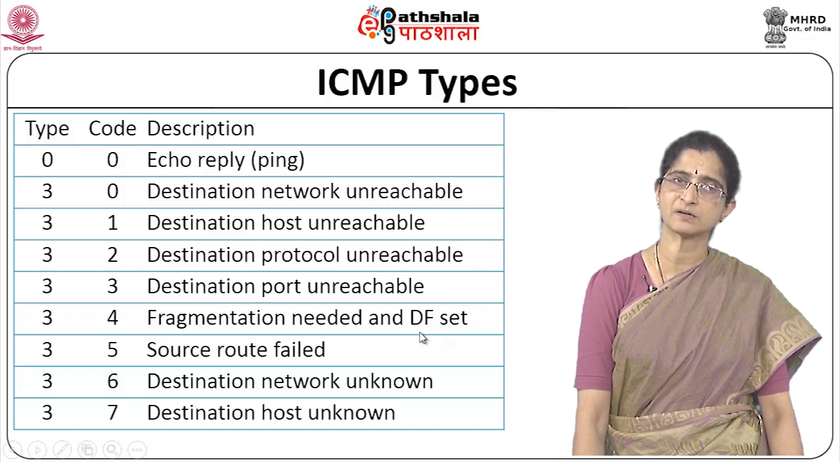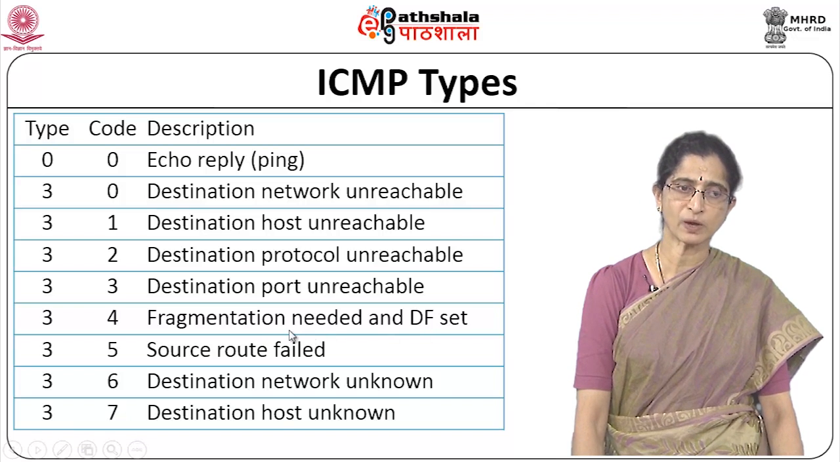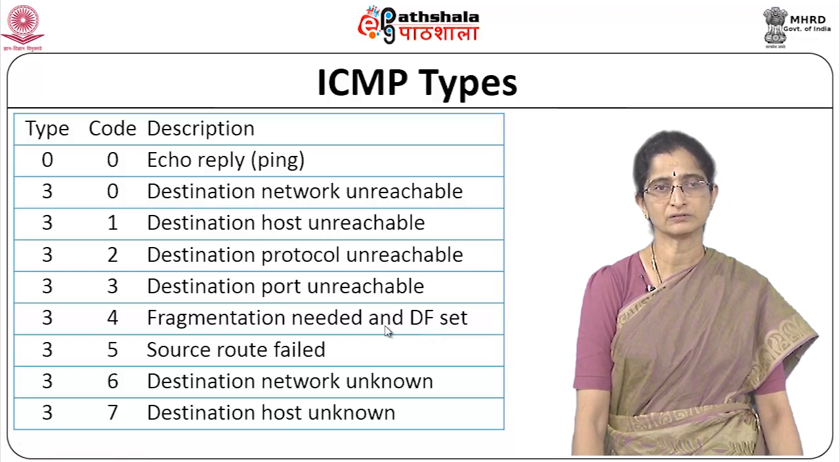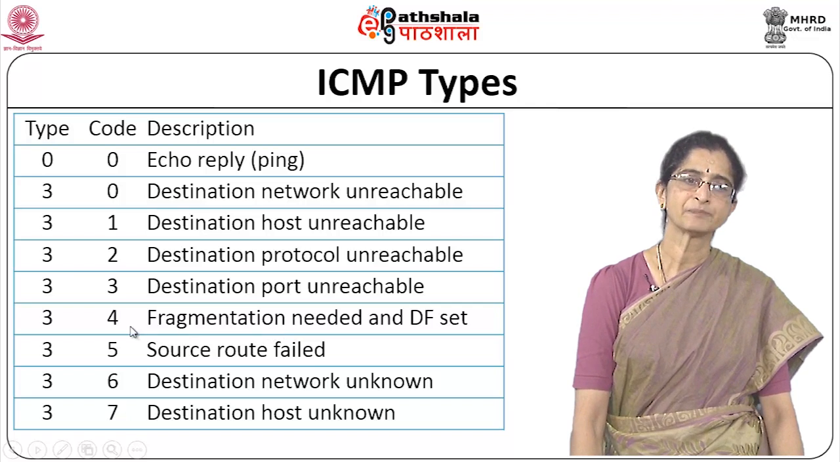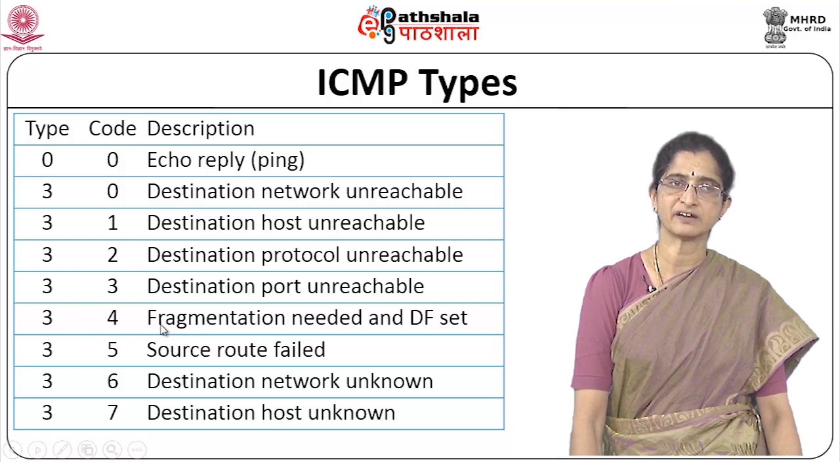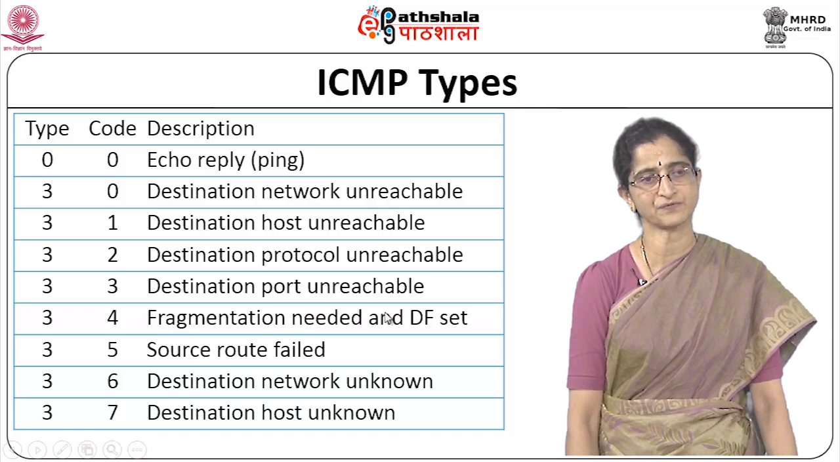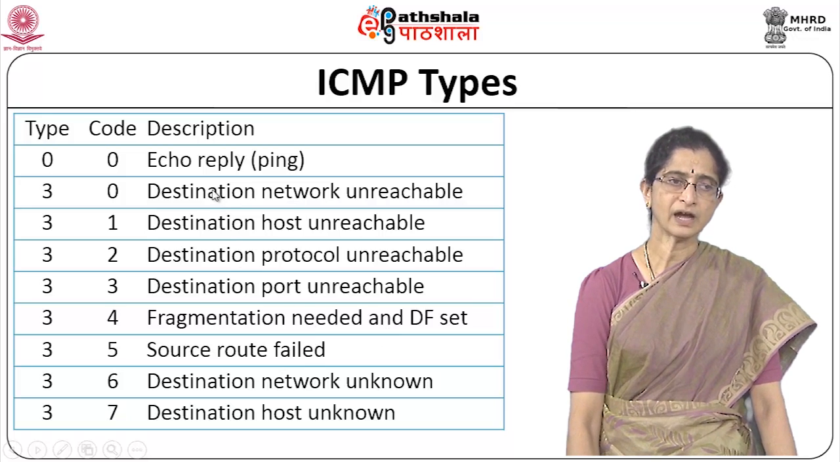Now when a DF flag is set, it means that this packet is not to be fragmented. But if fragmentation is required and the DF flag is set, obviously you will not be able to send this packet along to its destination, in which case you will not be able to reach the destination. So that also becomes a destination unreachable case. Only thing is, the reason is that fragmentation is needed and the DF flag is set. Okay, so these are different ICMP types that are possible under these two categories.